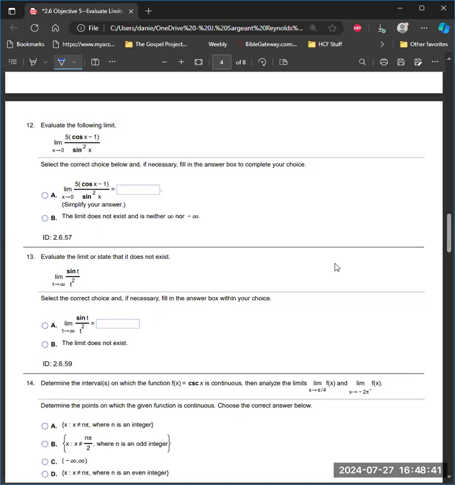I multiply this by cosine x plus 1, cosine x plus 1. Cosine squared minus 1 is a negative sine squared, so that's -5 sine squared x over sine squared x times cosine x plus 1. It's -5 over cosine x plus 1. And that is -5 over 1 plus 1, which is -5/2.